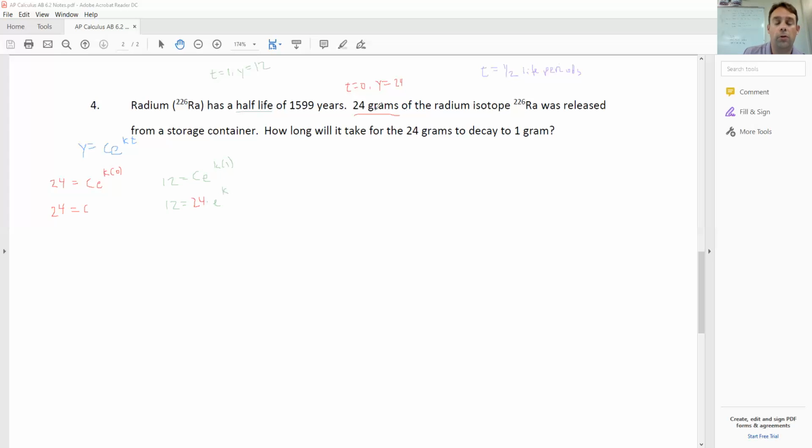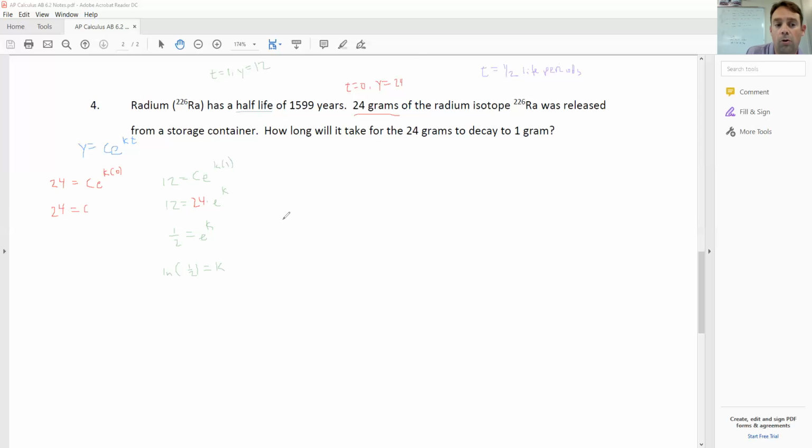And I'm going to go through and figure out what this half-life or this proportional value is going to be. So 12 over 24, that's 1/2, equals e to the k, and then natural log of 1/2 equals k. So that's my proportionality constant.